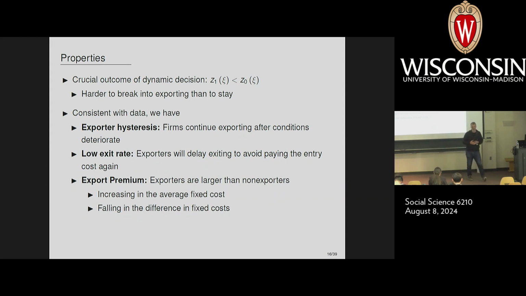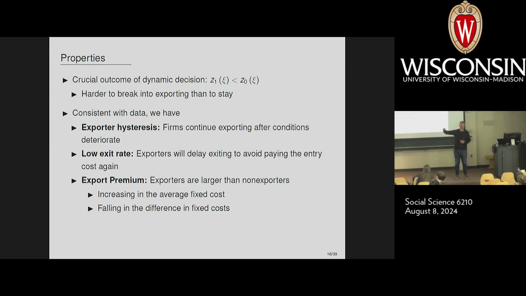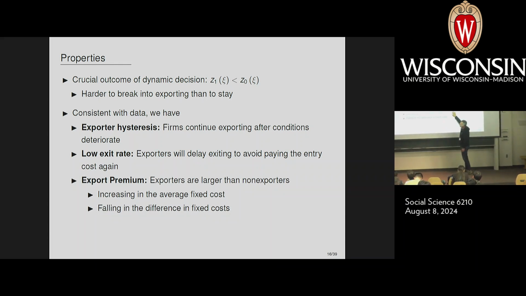Like you don't want to exit the market because you know that if you want to export again in the future, you're going to have to repay that larger entry cost to get back in. Right? So that kind of gets you to delay this. And then this gets you, amongst other things, this exporter premium that we talked about on the first slide of data, right? Exporters are bigger than non-exporters.